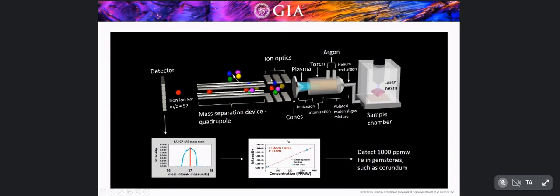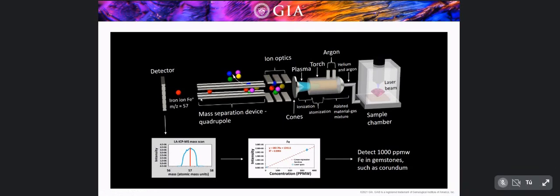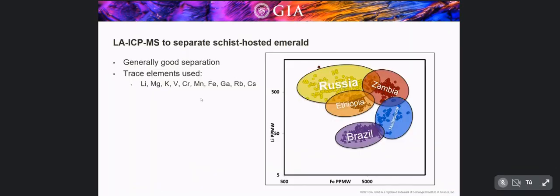The ions go through some optics and then through a quadrupole magnet, which filters out certain ions based on mass and allows certain ions to pass through to the detector. So in this case, the quadrupole is tuned to only let atoms with mass of 57 pass through the quadrupole. And then we scan through the range of masses very rapidly on this quadrupole, and we can get the full periodic table all at once.